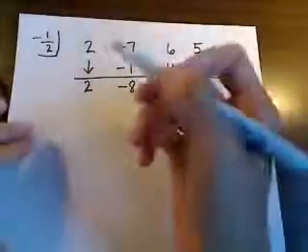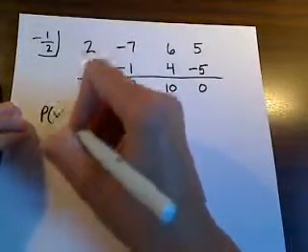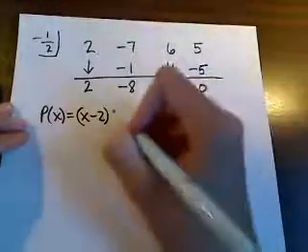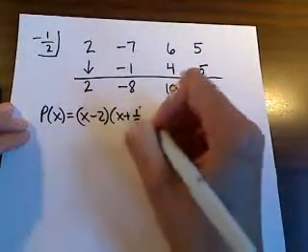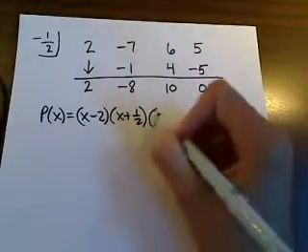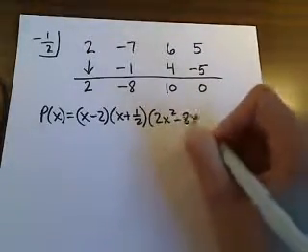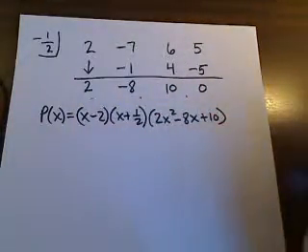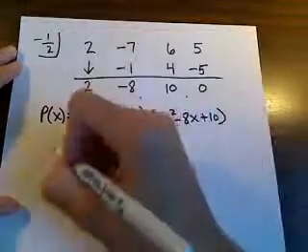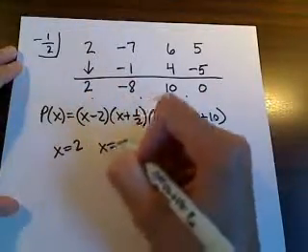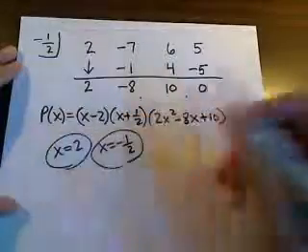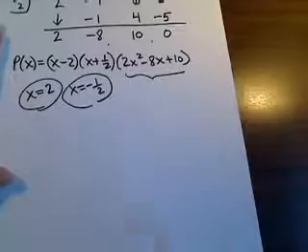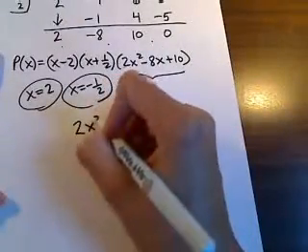So now what we're dealing with is this factorization. We have p of x is equal to x minus 2, that was a positive 2 as one of the zeros, x plus 1/2, and then the depressed equation here is 2x squared minus 8x plus 10, and that's coming from these values right here. Okay. So to solve for the rest of the zeros, we have x equals 2, x equals negative 1/2. For the remaining zeros, we actually need to take this quadratic and set it equal to 0. And then solve.